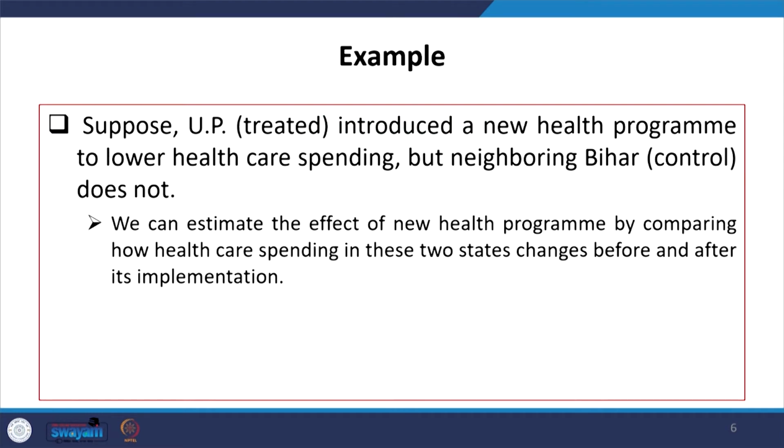Here we are citing one example, on healthcare spending in two states, UP and Bihar. Let us take UP as the treatment group and Bihar as the control group, where a new health program to lower healthcare spending has been introduced. In this estimation, we measure the effect of the new health program by comparing how healthcare spending in these two states changed for the people before and after its implementation.